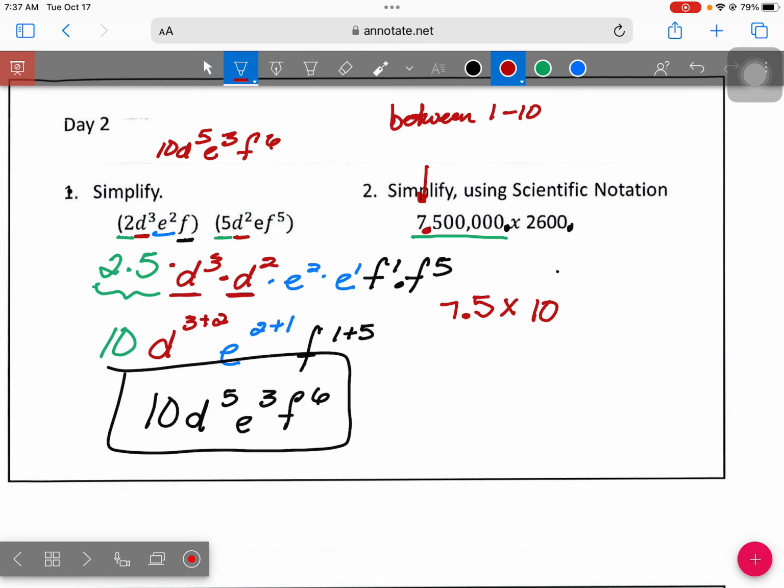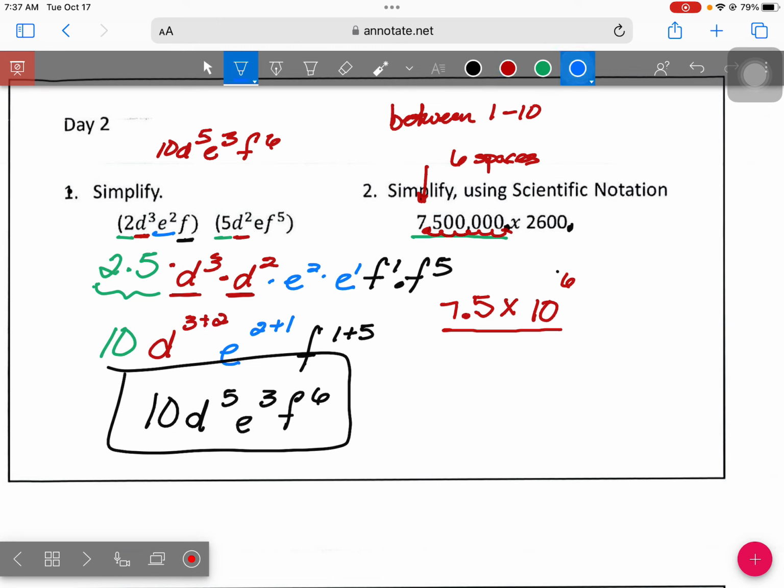Now, to get this from where I moved it to its original place, it is 1, 2, 3, 4, 5, 6 spaces to the right. Now, as I go 6 spaces to the right, that is in the positive direction. So this becomes 10 to the 6th power. Okay? And this is the answer for scientific notation of that first number.